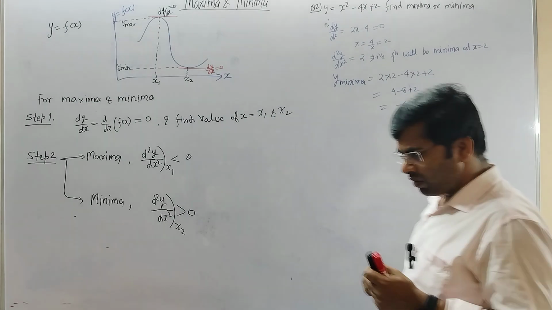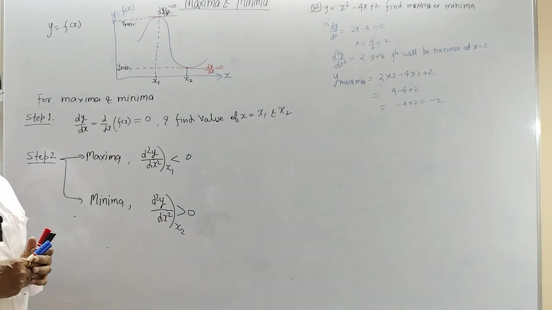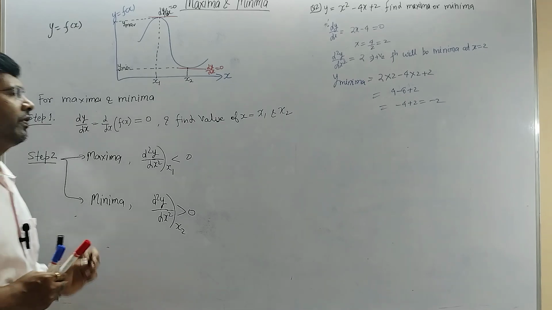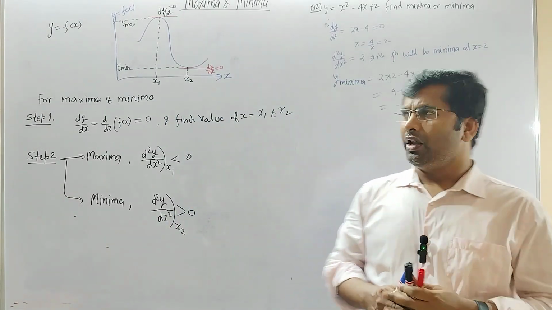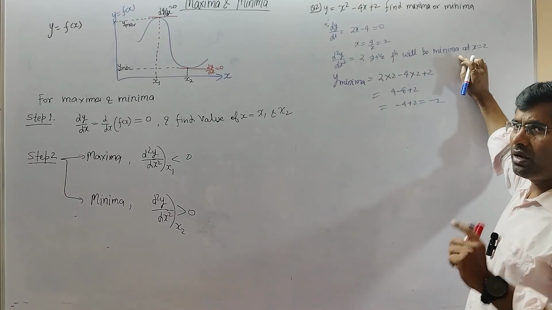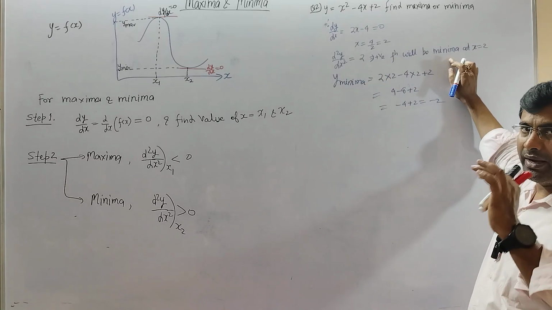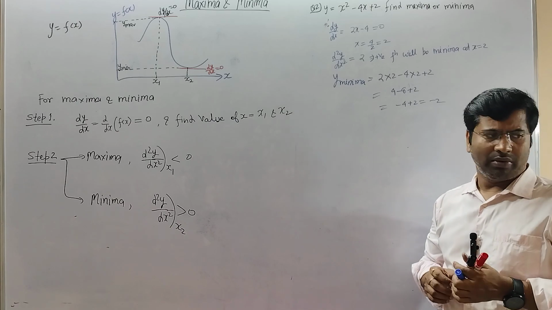What we have to do? Always you differentiate, put equal to 0, get the value of x. At that x you check whether double differentiation is positive or double differentiation is negative. If double differentiation is positive, function will be minima. Double differentiation negative, then function will be maxima. This is all about it. Okay, so this much part is maxima minima.